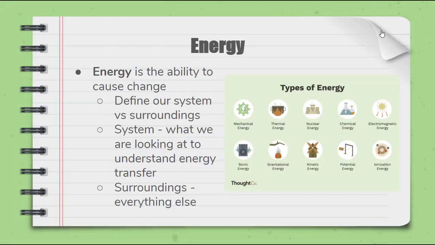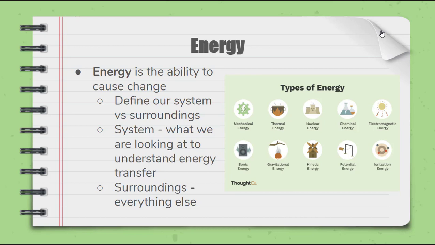So it's really important to understand that energy is just basically, like I said, the ability to cause change. Energy can be found in lots of different forms that you can see there on the right-hand side. It's really important to define our system versus our surroundings because that helps us understand the input and output of energy provided. The reason we have to do this is that there are lots of different factors that play a role in how energy is transferred in a system.